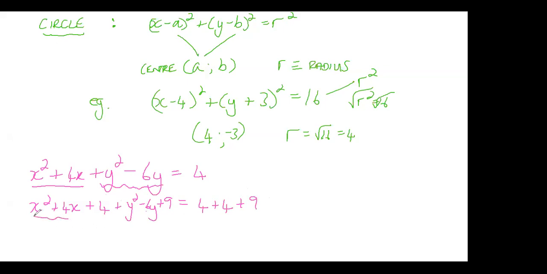So these three terms form a bracket squared. It's quadratic, but it happens to be a perfect square. This first term is the square root of x squared, so x, and the square root of 4 is 2. And that sign goes there. So that means that if you multiply this out, you will end up with those three terms.